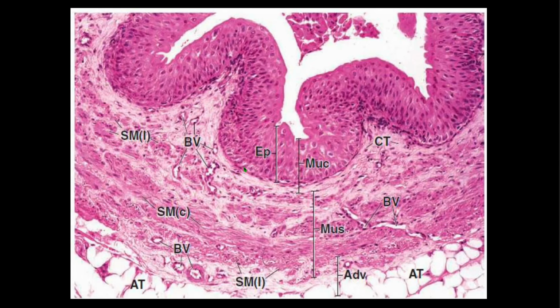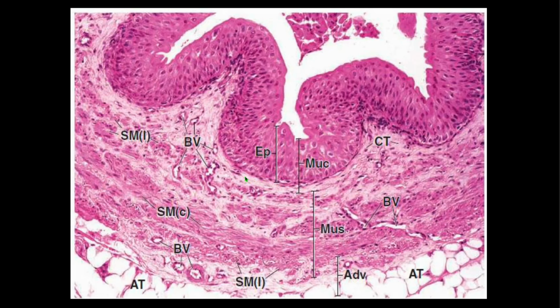The section also shows some adipose tissue which is denoted as AT over here. These vacant appearing regions are a component of the adventitia. The transitional epithelium and its surrounding connective tissue constitute the mucosa. A distinct submucosa is not present, although the term is sometimes applied to the connective tissue that is closest to the muscularis layer.